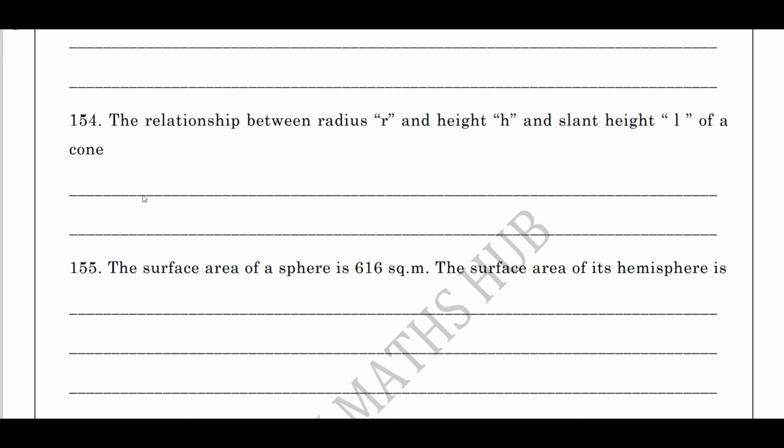Important question: the relationship between the slant height, radius and height of a cone. L square equals r square plus h square is the relationship between the slant height L, radius and height of the cone.